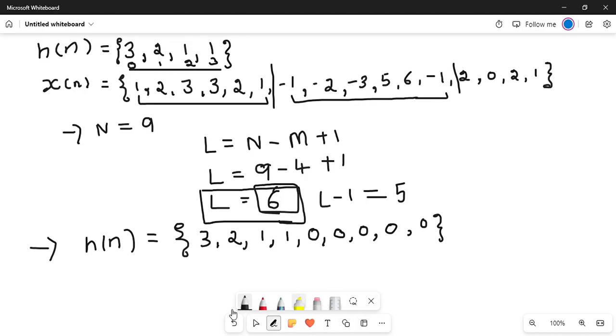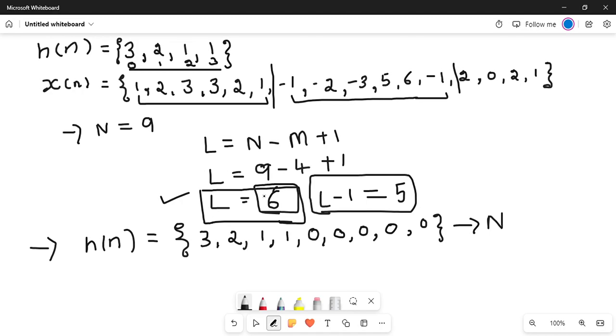So now coming on to here, this is my h of n, which became n now, right? I just padded how many zeros? L minus 1 zeros, right? You're supposed to find out L and then pad L minus 1 zeros. Fine. Now let me start with the chunks of x of n.